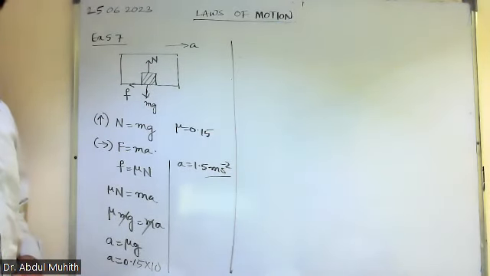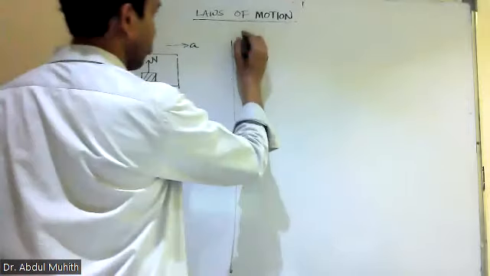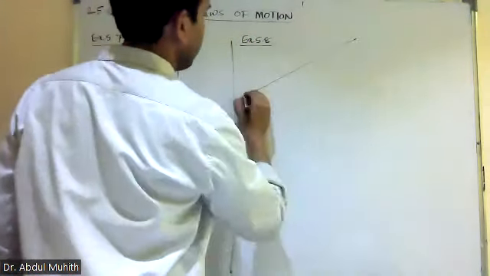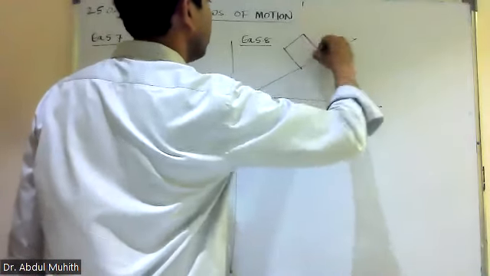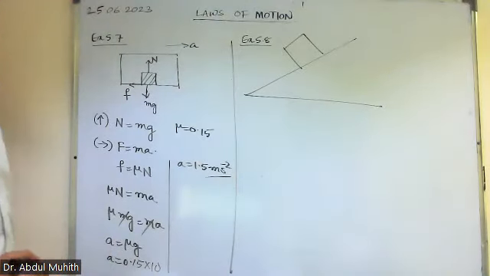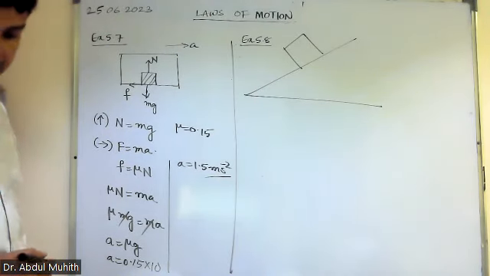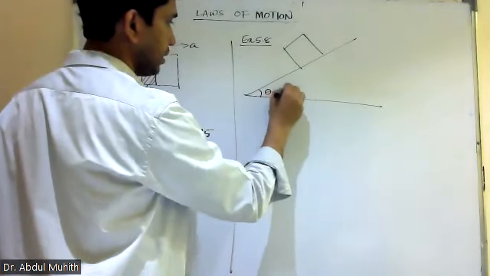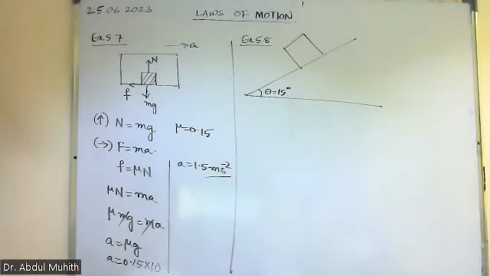Example 5.8. A block of mass 4 kg rests on a horizontal plane. The plane is gradually inclined until an angle of 15 degrees with the horizontal, and the mass just begins to slide. What is the coefficient of static friction between the block and the surface?